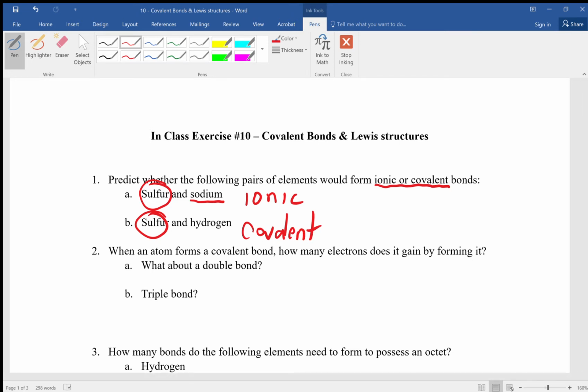Now, the rest is looking at covalent bonds. So how many electrons do we get by forming a covalent bond? The atom gets one. Recall that a single bond is one electron from each atom for a total of 2 electrons. So each atom gains 1 electron from a single bond. Double bond is 4 electrons that are shared, so it gains 2, and it gains 3 electrons in a triple bond.